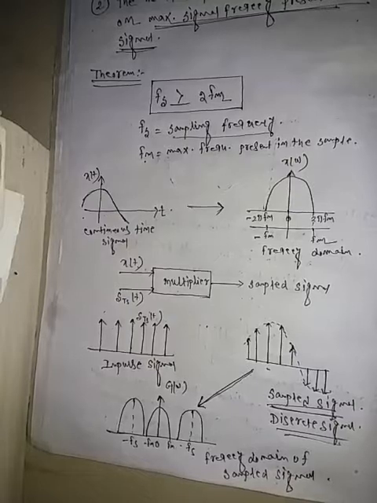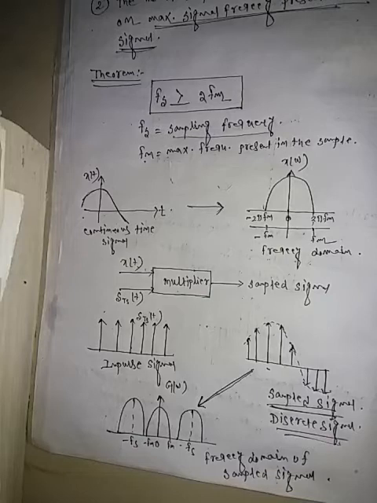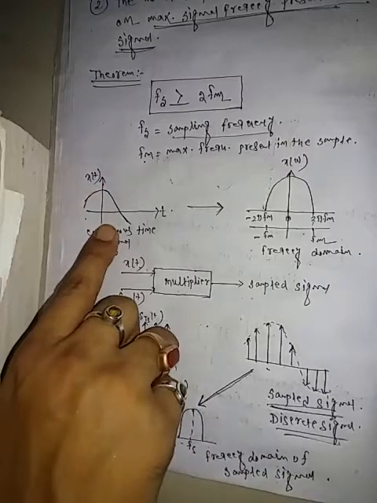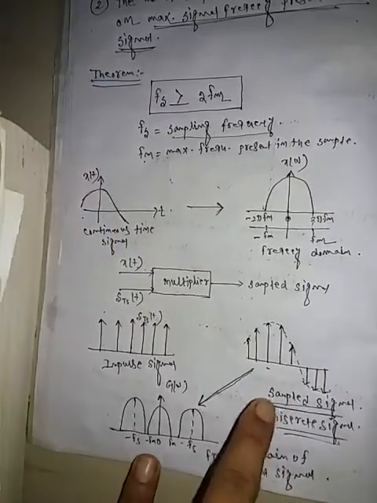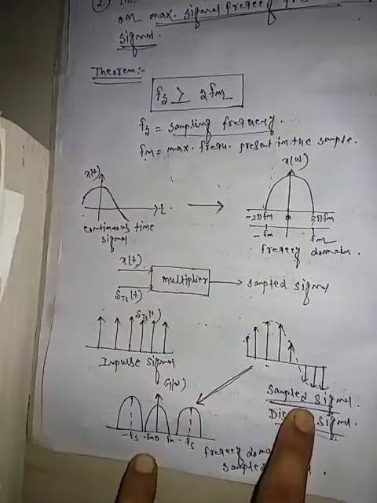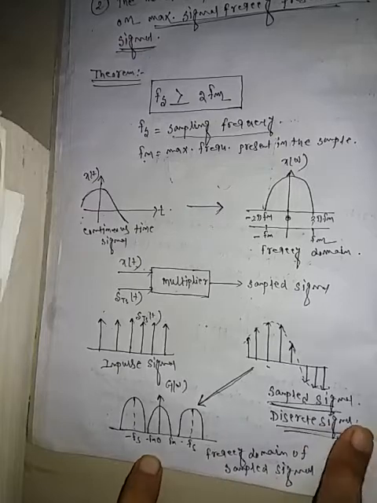By the use of the sampling theorem, a continuous time signal is converted into a discrete time signal. This is the main fundamental concept. This is the continuous time signal, and this is the discrete time signal, also called the sampled signal. By the use of a multiplier, a continuous time signal is converted into a sampled signal.